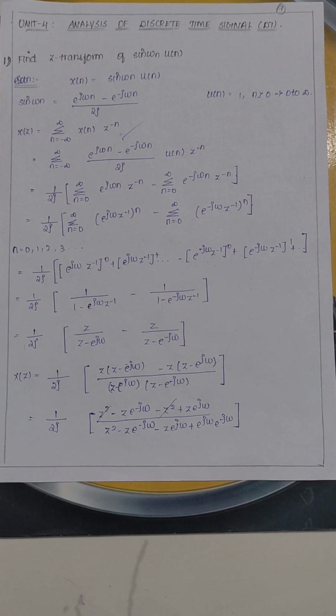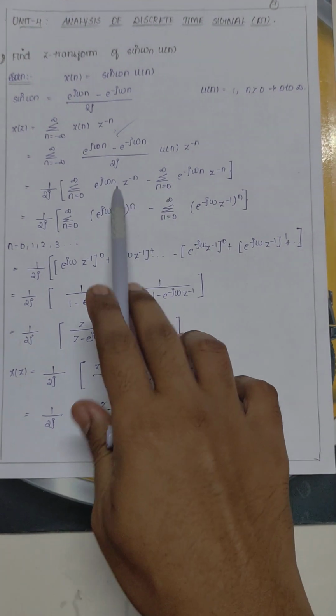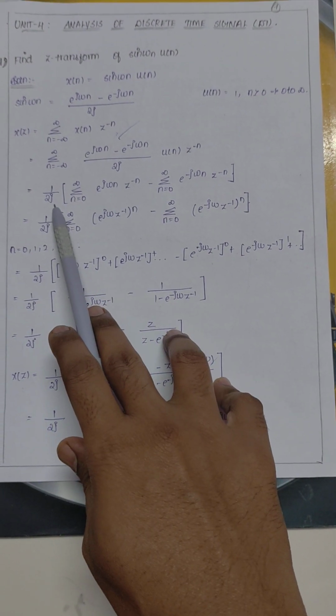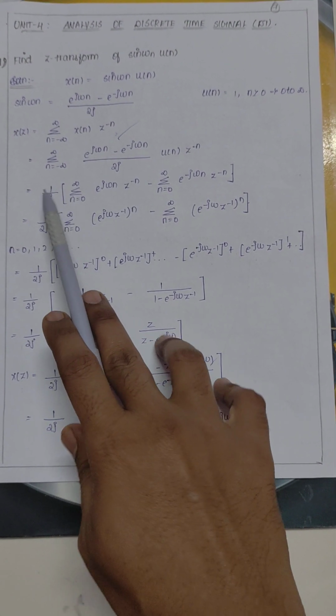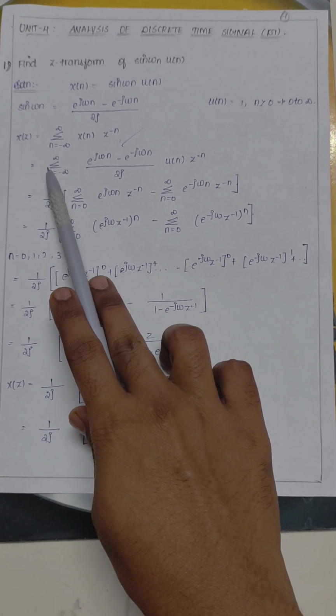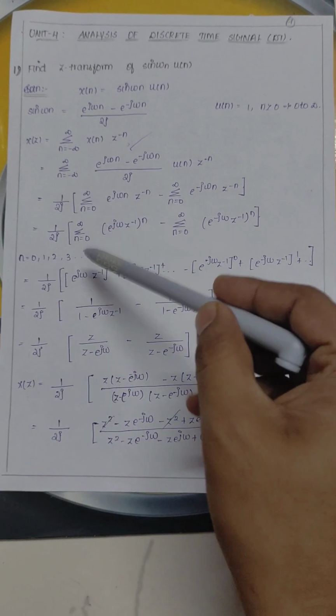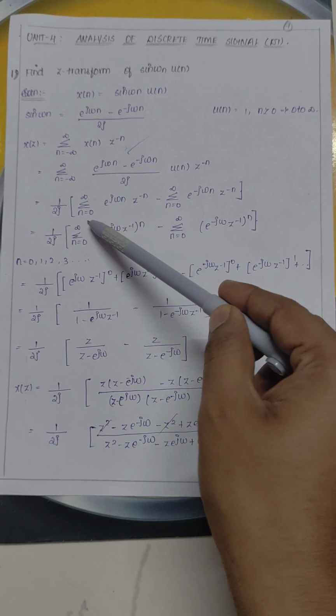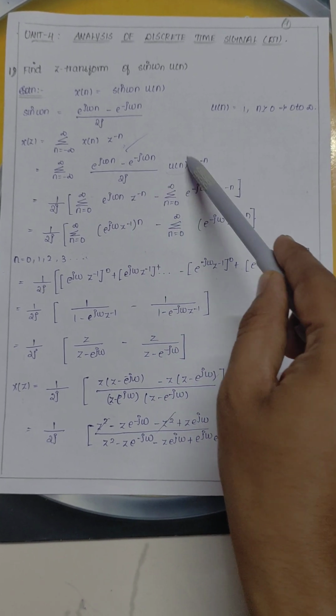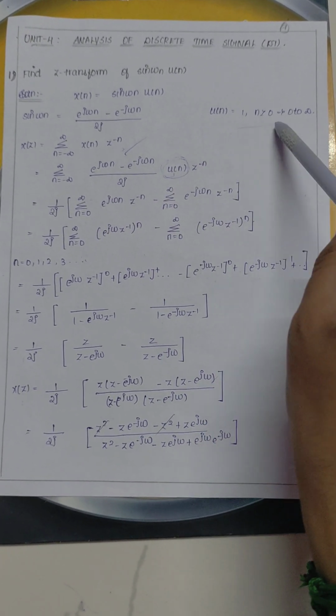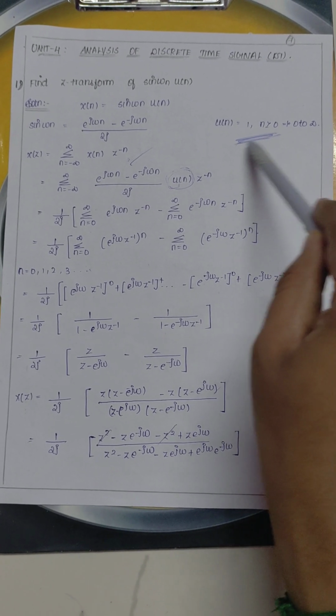I am taking this 2j outside. So 1 by 2j, summation from minus infinity to infinity. I change it to 0 to infinity. Why do I change to 0 to infinity? Because of the value of u of n. What is my u of n? The value will be 1 for n greater than or equal to 0.